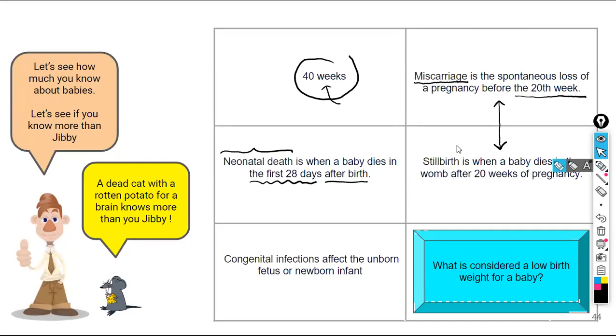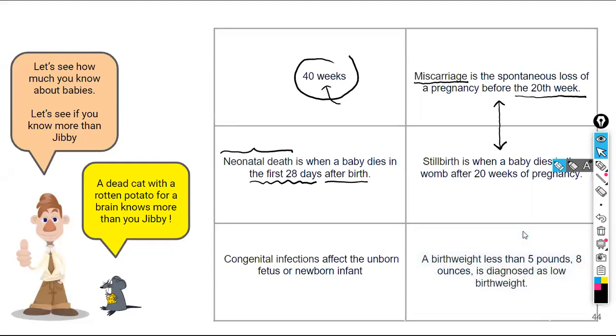And the light blue one here, what is considered a low birth weight for a baby? Usually a baby that's less than 5 pounds, 8 ounces. Usually when you go to the hospital, they don't use kilograms. I have no idea why, because I understand kilograms more than pounds, but they measure the weight of babies in pounds and ounces. So 5 pounds, 8 ounces is one measurement, and anything lower than that is considered a light baby, or underweight baby. Take down everything on the screen. Let me know when you're finished, and we will move on.